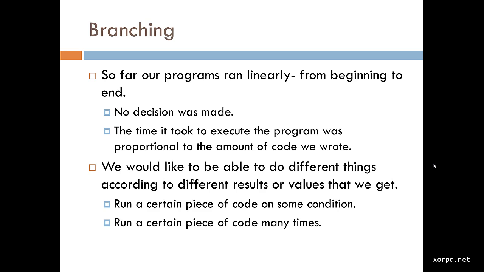We would like to be able to do different things according to different results or values that we get. For example, maybe we want to run a certain piece of code on some condition, or maybe even run a certain piece of code many times. So far we only managed to run certain pieces of code only once, and maybe we want some kind of a loop, for example, to run the same piece of code many times, so that we can use the actual power of the computer. The computer has much strength regarding those kinds of things. The computer is very good in doing the same thing many times. Human beings are not very good at this kind of task.